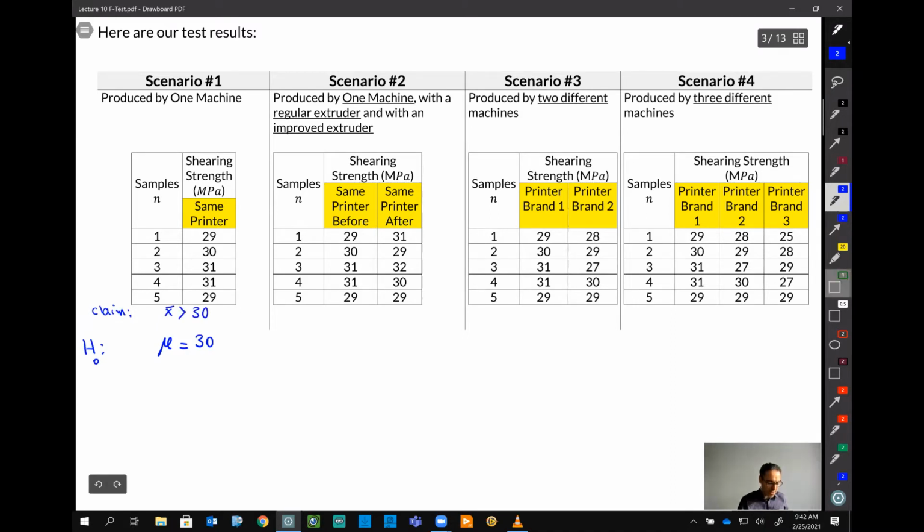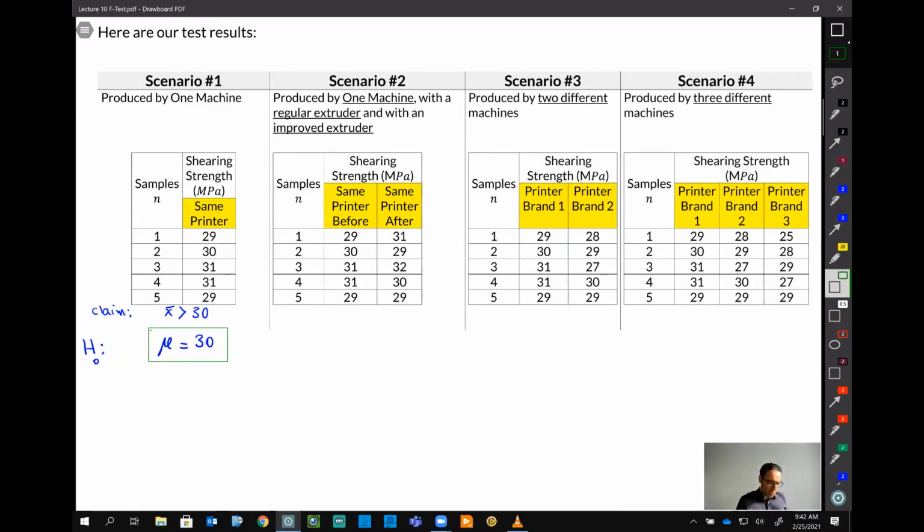So our null hypothesis then is that maybe the differences here are by chance, and the null hypothesis is saying that no, this comes from a population that has an average of 30 megapascal.